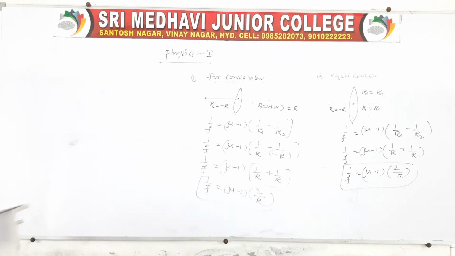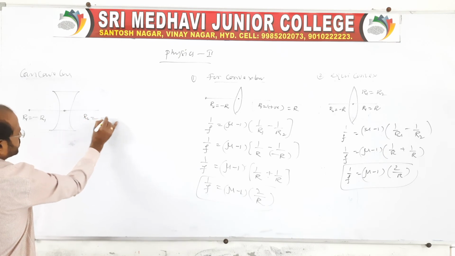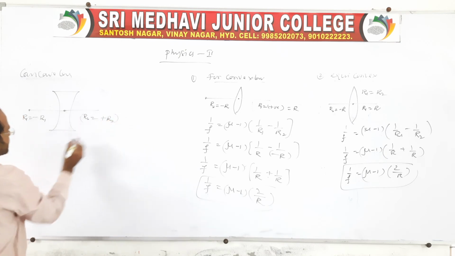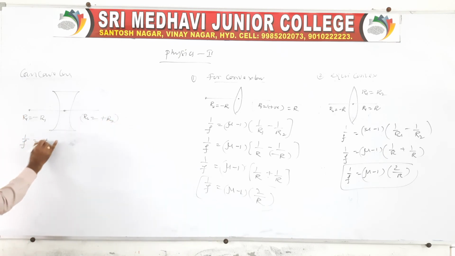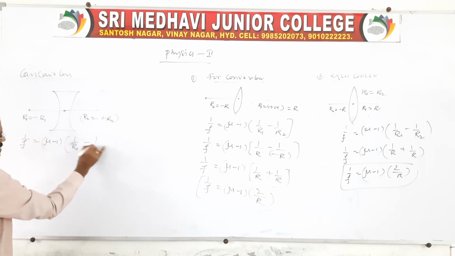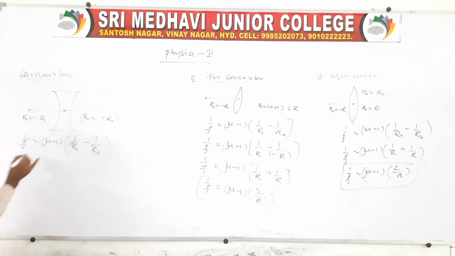Here you take the next case, the concave lens. The lens will be like this. You take the radius of curvatures. The radius of curvature R1 will be negative and R2 will be positive. So 1 by f is equal to mu minus 1 into 1 by R1 minus 1 by R2. Again you substitute these values.